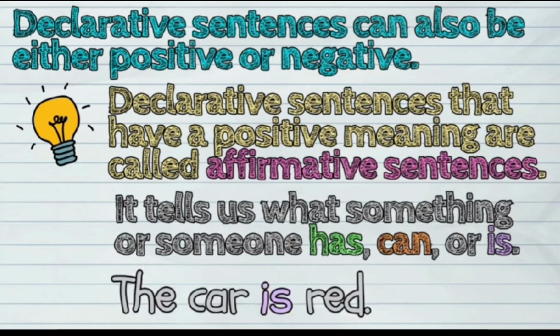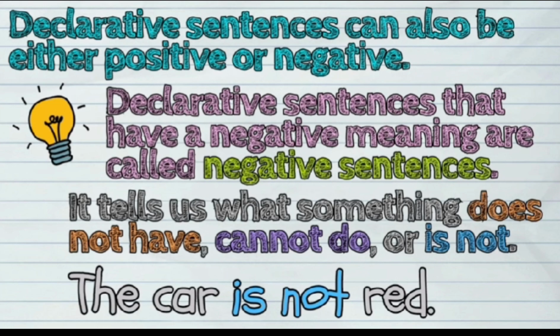Declarative sentences can also be either positive or negative. So declarative sentences that have a positive meaning are called affirmative sentences. So basically, it tells us what something or someone has, can, or is. For instance, "The car is red." On the other hand, declarative sentences that have a negative meaning are called negative sentences. So basically, it tells us what something does not have, cannot do, or is not. For example, "The car is not red."